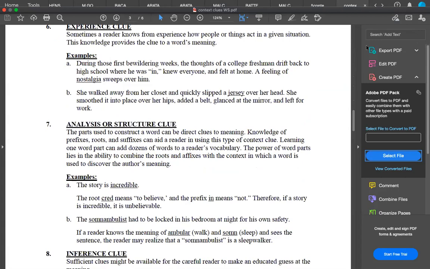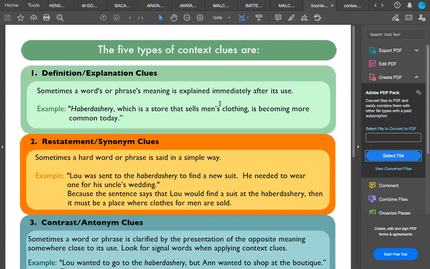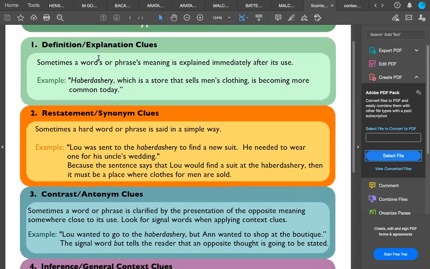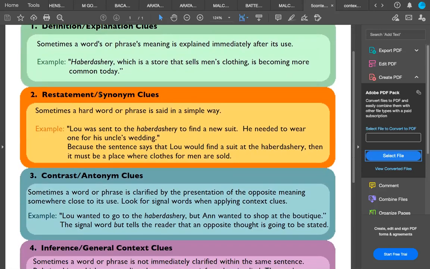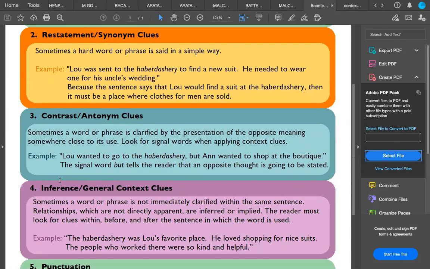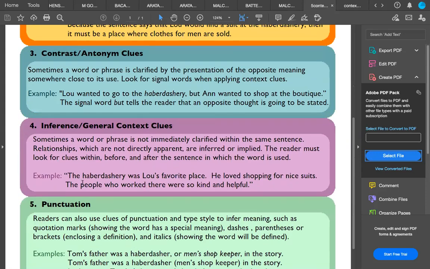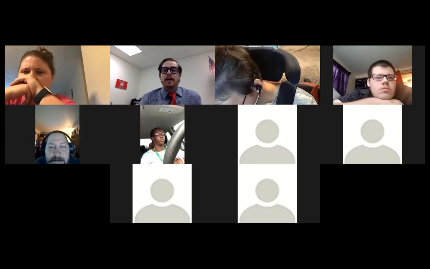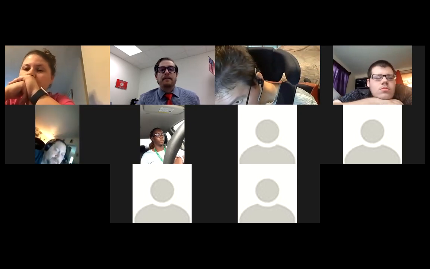Let's look at this other document. I like this. This is a really good visual for me. So the 5 types of context clues, we're going to look at this in a little bit: definition, explanation, restatement or synonym, and contrast, which would be antonym, your inference, and then your punctuation. So let's stop sharing real quick.